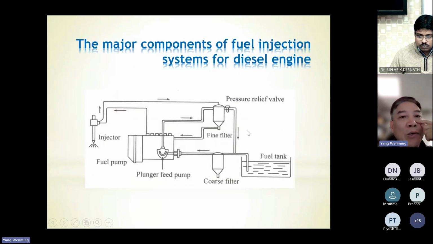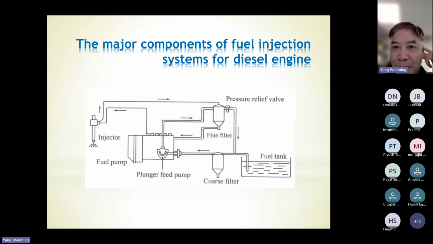Firstly, I want to introduce the major components of the injection system for these engines. The most important one, of course, is the fuel injector; I will show you how it works. The second one is a high pressure fuel pump. This one can increase the pressure from the fuel pump, 2, 3 or 4 bar, to a few hundred, even a few thousand bars.